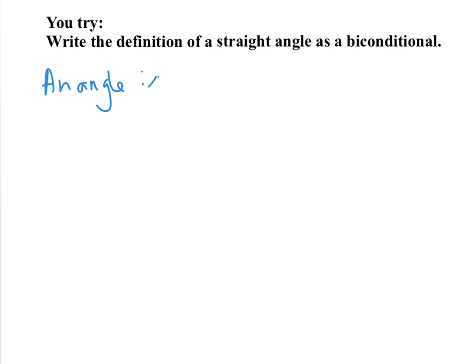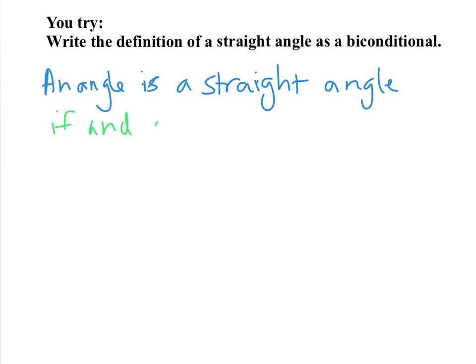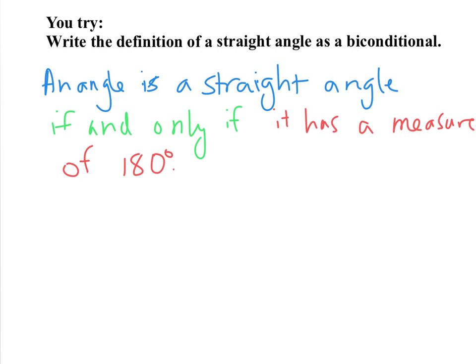An angle is a straight angle, or you could say an angle is straight, if and only if it has a measure of 180 degrees. This time I'm writing it out, but you could put IFF, that's accepted as if and only if.